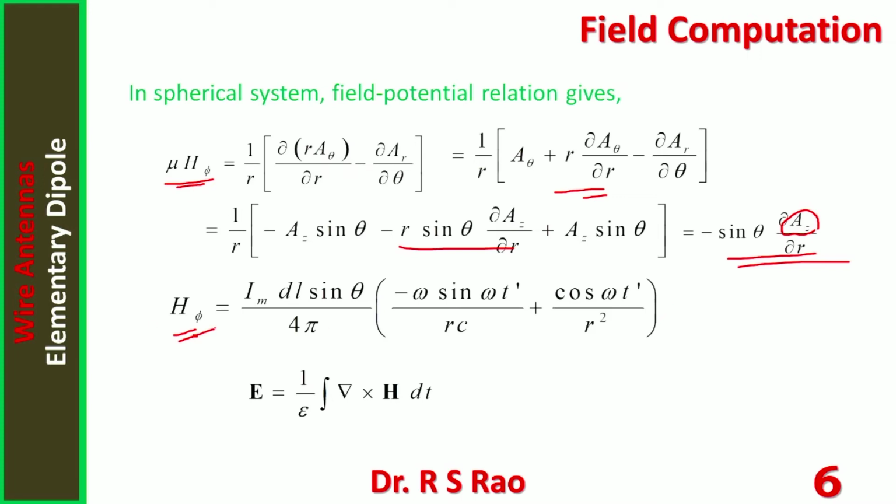So H is now available. Hr, H theta are zeros. H phi is now computed, available. So H is available. From H, one can find E using this expression. Del cross H equals epsilon dou E by dou t. This is Ampere's law. Using this expression, one can determine E.